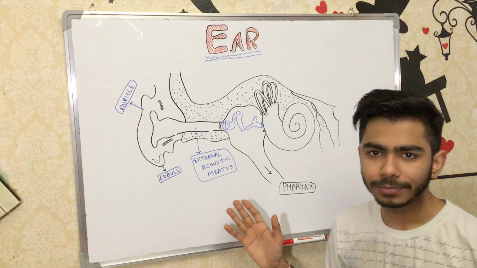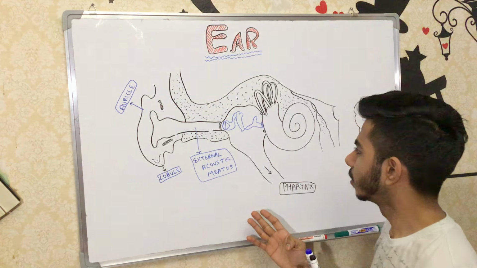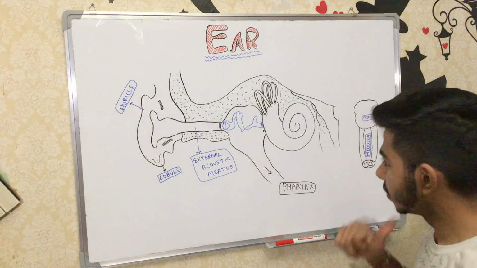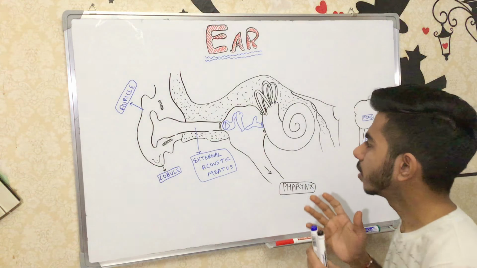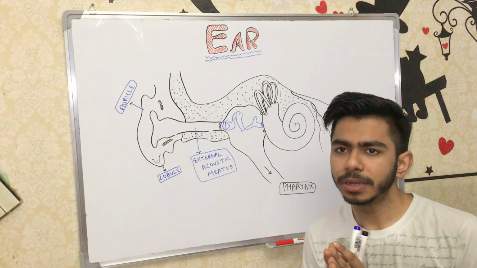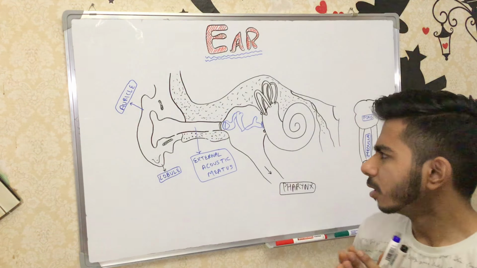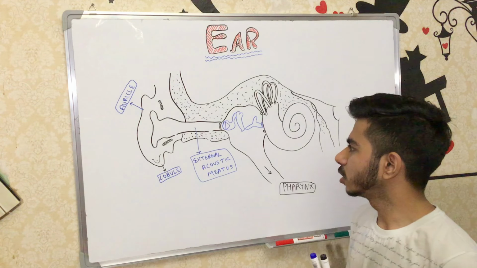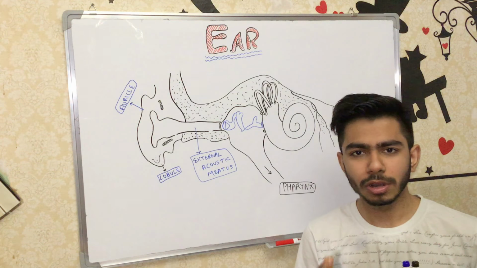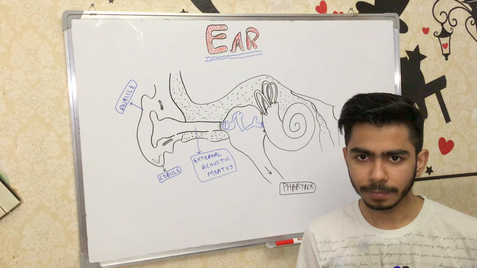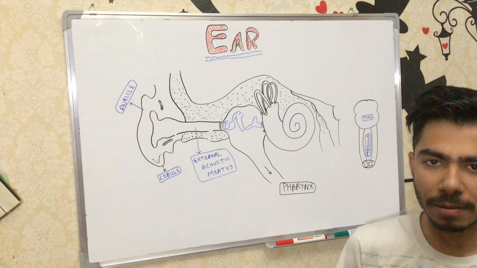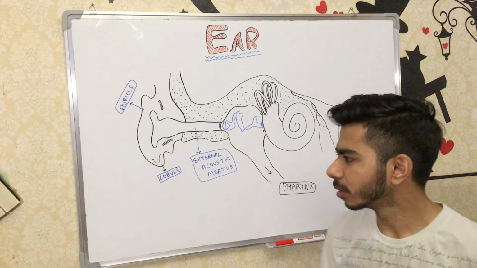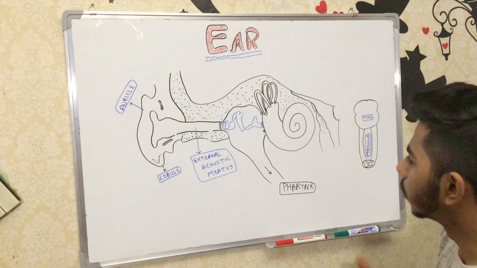Now moving further, let's proceed towards the middle ear. The middle ear is important. Actually the middle ear has three main important bones, which are among the smallest bones present in our human body, and among those three, the stapes is the smallest bone in our body. They are part of the auditory ossicles. Os means bone, auditory bones.